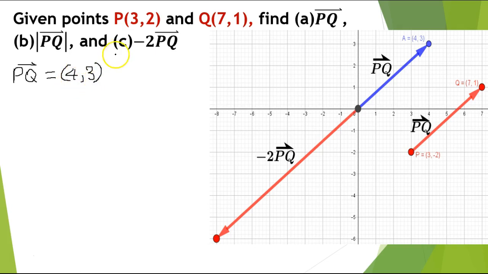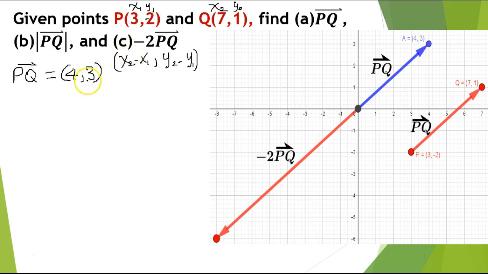And how you do it is just find the change. Again, let's call this x1, y1, and this is x2, y2. So how we find this is just do x2 minus x1, comma, and then y2 minus y1, and that's how we get this. So 7 minus 3 is 4, and 1 minus 2... hold on, sorry, there's a typo here. This is supposed to be negative 2. So 1 minus negative 2 becomes 1 plus 2. That's why we get 3.